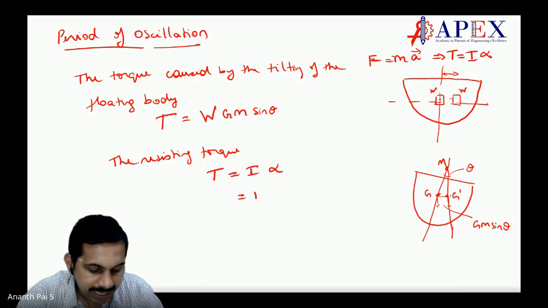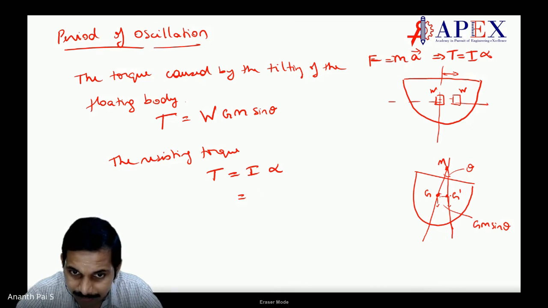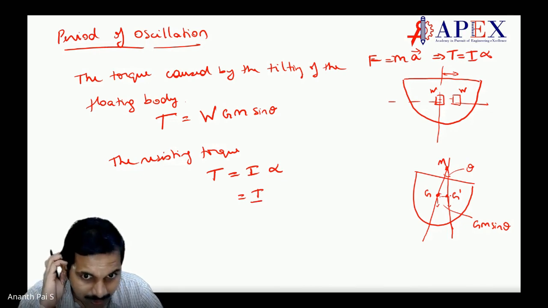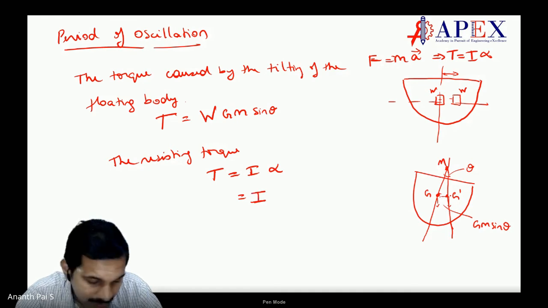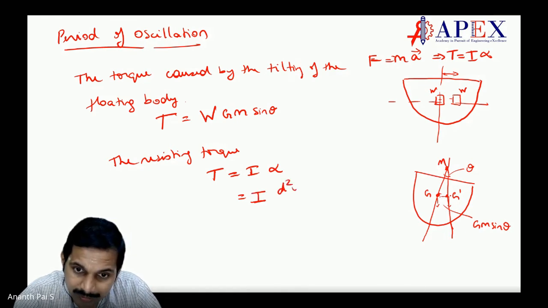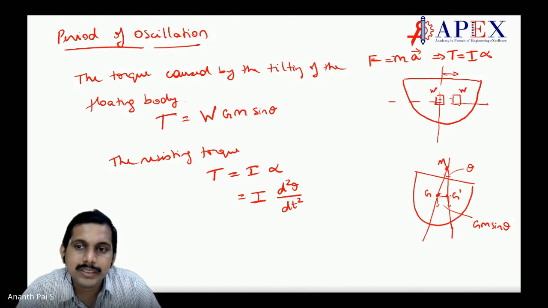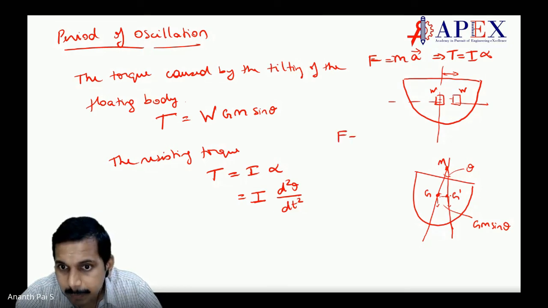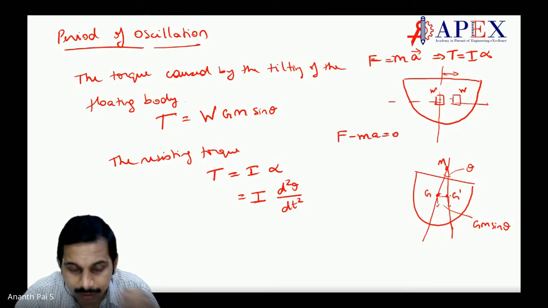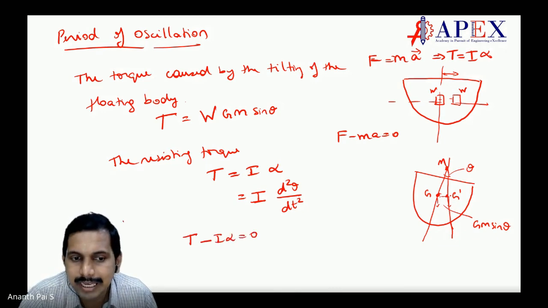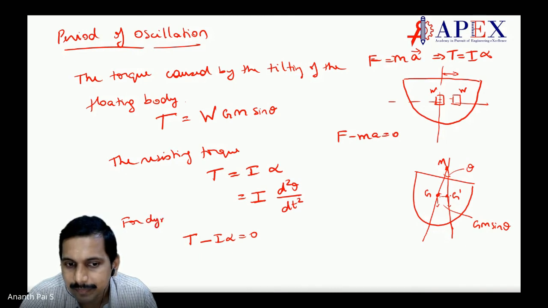What is I? I is the moment of inertia, correct? So it is resisting. And that is equal to I into d squared theta by dt squared, that is alpha, correct? Now, just like you do F minus ma equal to 0, we do here T minus I alpha equal to 0 for dynamic equilibrium, not static, dynamic equilibrium.